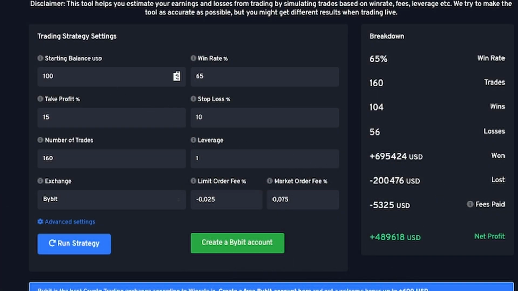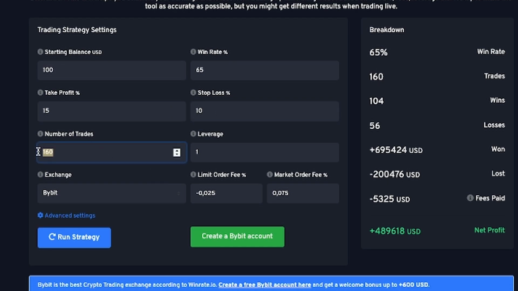Let's say you've got a 65% win rate. And let's say on a $100 account, you risk your take profit is 15% and your stop loss is 10%. This is how I scale these small accounts. And again, you want to set your win rate just lower than what your actual win rate might be. That way, you're including all of the flaws in your execution, which could happen. It could be a down month, whatever it might be.